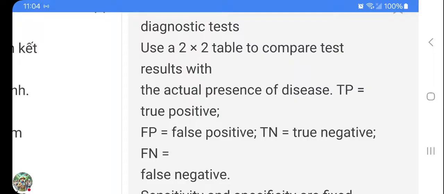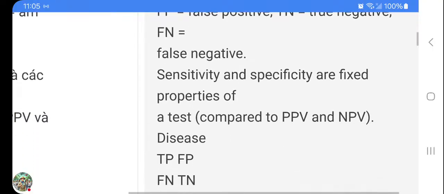After that we count the four squares, from left to right and from top to bottom. We name this square 1, square 2, square 3, square 4. Square 1 is true positive; we will discuss that later. The second square is false positive. The third square is false negative. And the last, the fourth square, is true negative. We will discuss that later.